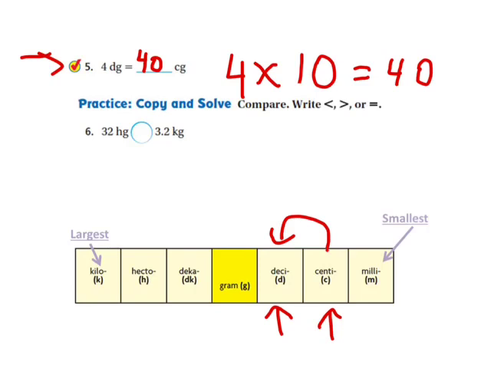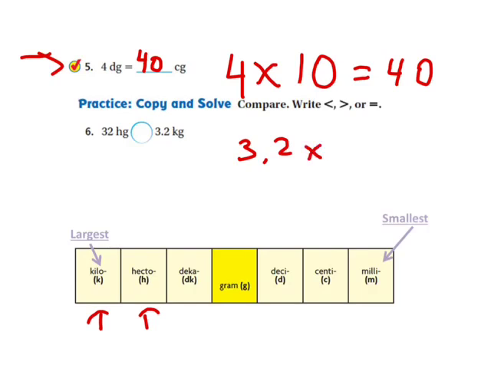No long multiplication here. So now I have hectograms and kilograms, and I need to compare them. I have 32 hectograms, and I have 3.2 kilograms. Okay, kilograms are bigger. I'm going to convert kilograms to hectograms. You could convert hectograms to kilograms. I just think it's easier to pick the bigger unit because you multiply. 3.2 kilograms, and since it's big to small, it's multiplying, and how many jumps do I have to make to get from hectogram to kilogram? Just 1 jump, so there's just 1 zero.